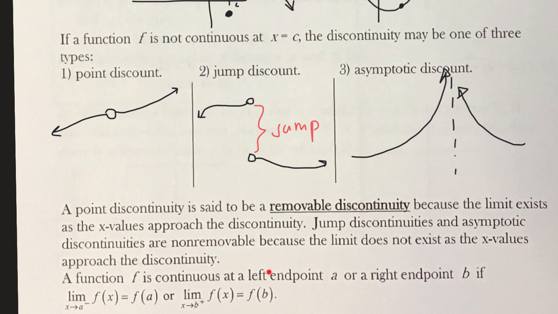Okay, so you could say that we have endpoint continuity. A function is continuous at a left endpoint or a right endpoint if the limit as x approaches a from the right, your left endpoint of your function, is the y value, or as the function approaches from the left, it is. So if the function limit and the y value are the same thing, then your function is continuous at the endpoints. Okay, so just something to be aware of. It doesn't come up very often, but it will come up once in a while.